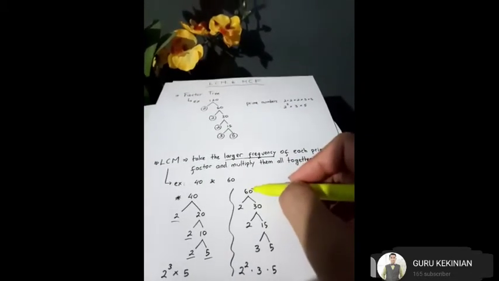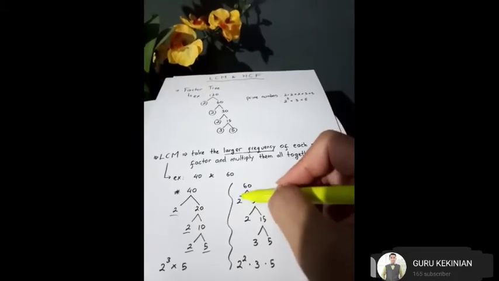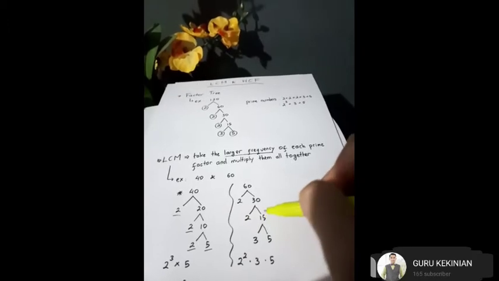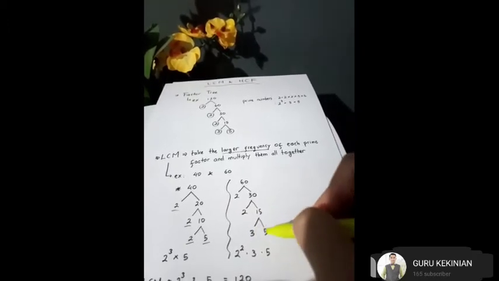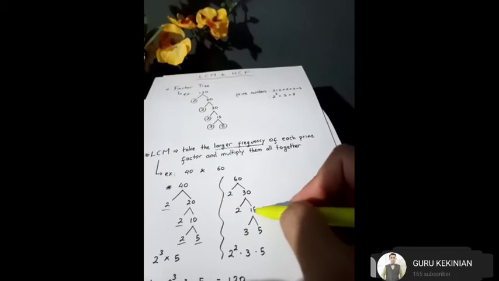The next part is about 60. We divide it by 2 and we get 30, and divide it again by 2 and we get 15, and divide it again by 3 and we get 5 because 15 cannot be divided by 2, so we take 3. And we have 2 times 2, and then 3 and then 5, so we can write it as 2 power 2 times 3 times 5.